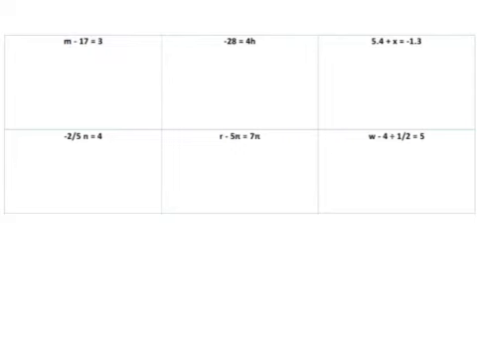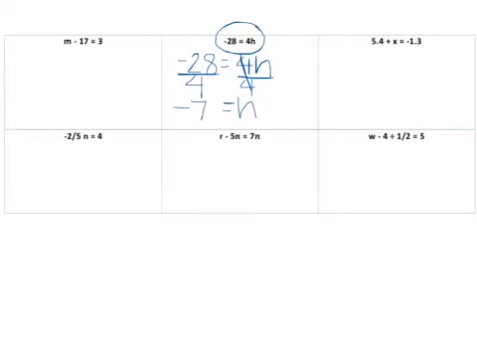Now it's time for negative 28 equals 4h. 4h is what we're going to look at first. We want the h to be by itself. When you have 4h, that is the same thing as 4 times h, so we have to do the inverse operation. So what we end up doing is we divide by 4. Now remember, with the division property of equality, you have to do it on both sides. 4 divided by 4 is 1, which means 1h is left, which is what we want. They cancel out. Negative 28 divided by 4 is negative 7. So negative 7 is equal to h.